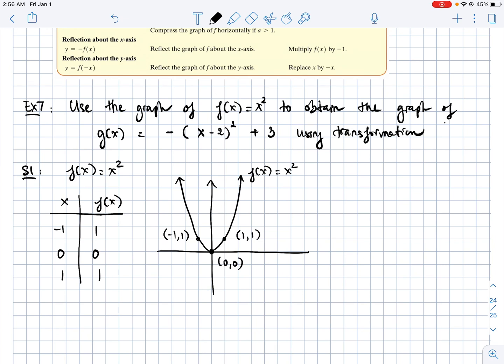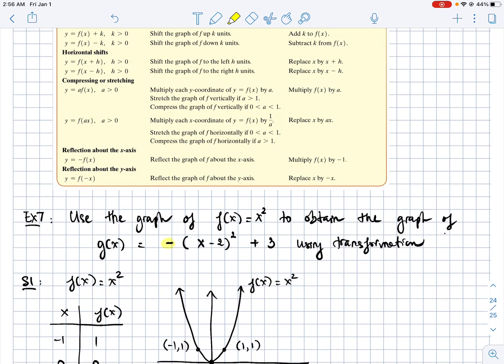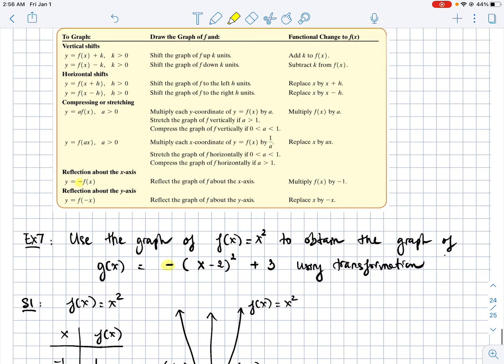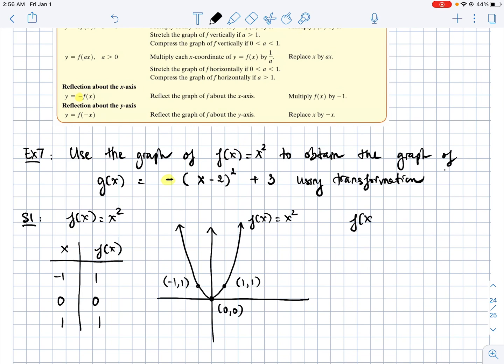We will label the points so that we can show the difference of those points later. So we need to label the 3 points. Now we look at the function g from step number 2. Before we do step number 2, we look at the function g, and you see that this minus is outside of the function. So the minus is telling us about the x and y axis reflection. Because the minus is outside, in this case it reflects about the x-axis.